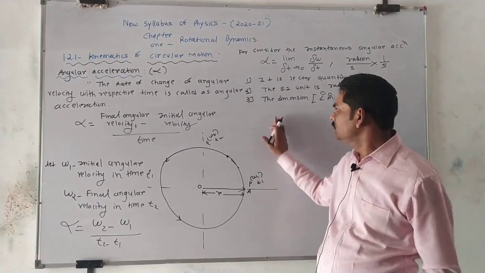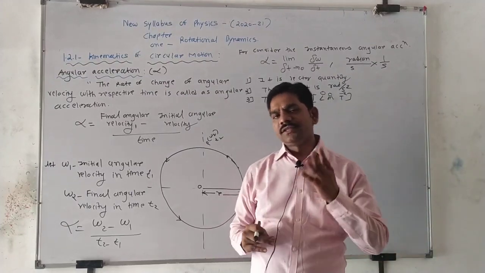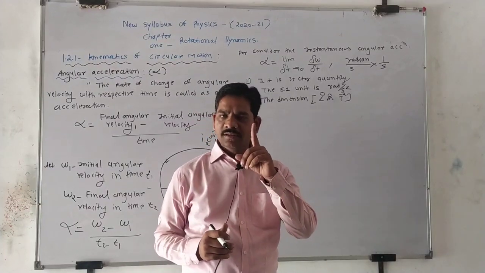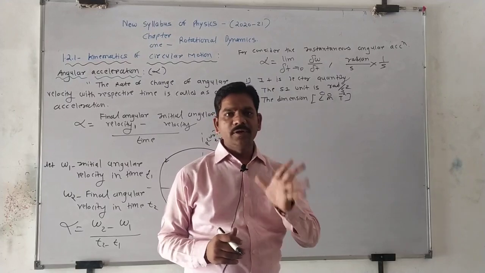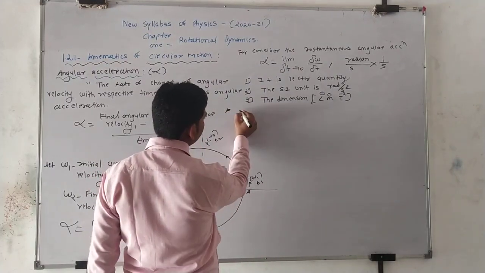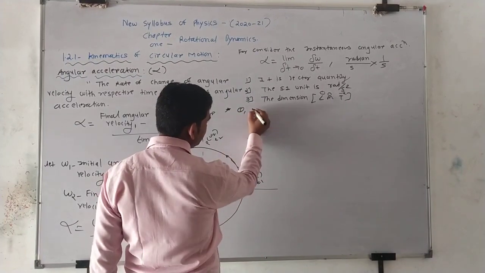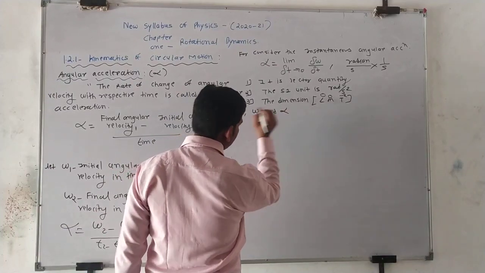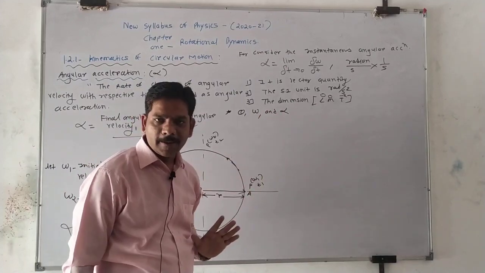So boys and girls, what have we learned up to now? We learned the three physical properties of circular motion: angular displacement, angular velocity and angular acceleration. Yes or no? Yes. We discussed theta, meaning angular displacement, omega, angular velocity, and finally alpha, angular acceleration. We know all these things, theta, omega and alpha.